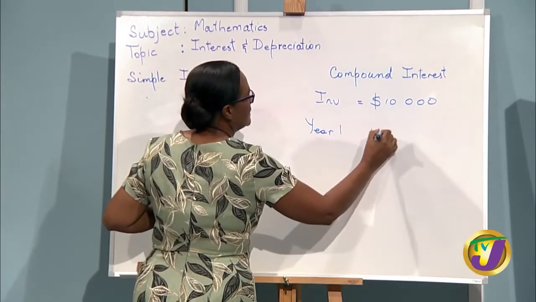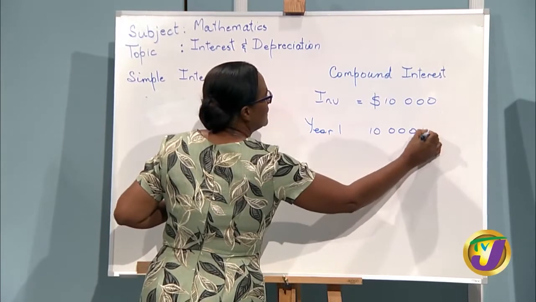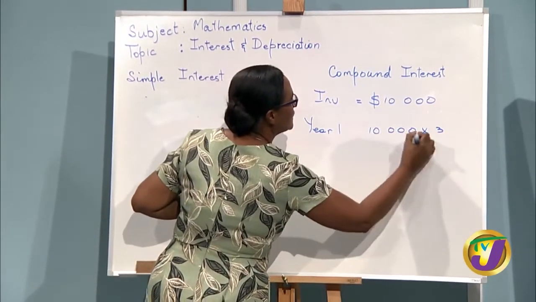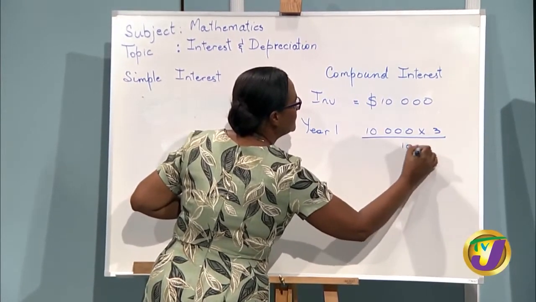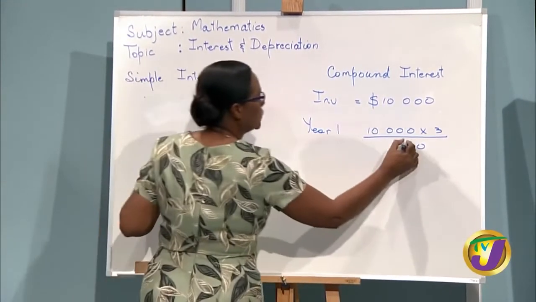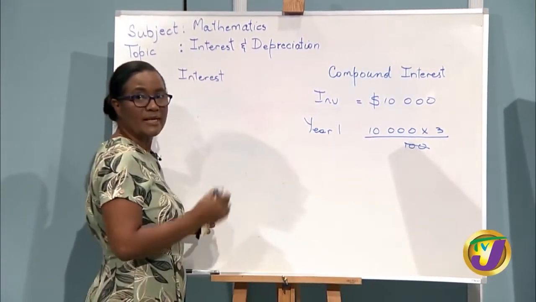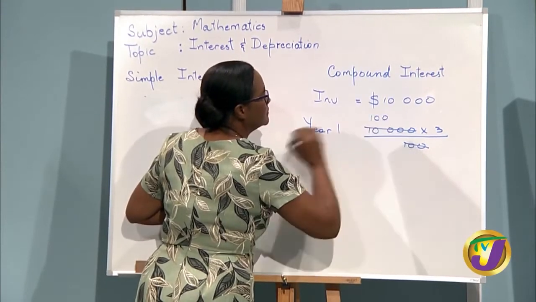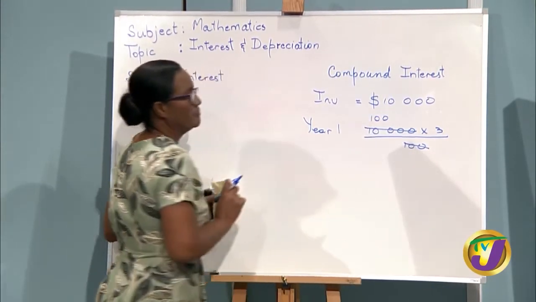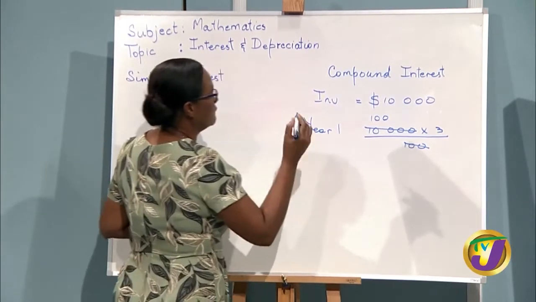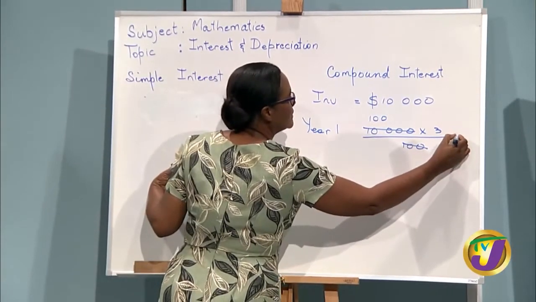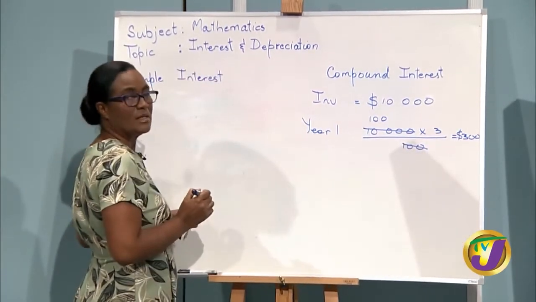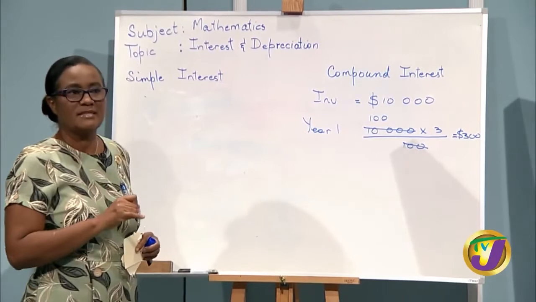In the first year, he would get an interest at the rate of 3%. So that would be over 100. Canceling 100. We'll cancel the top as well. What's your answer? Is that correct? Yes. Cancel by 100. So in the first year, he would get $300. What would be his investment in year 2?